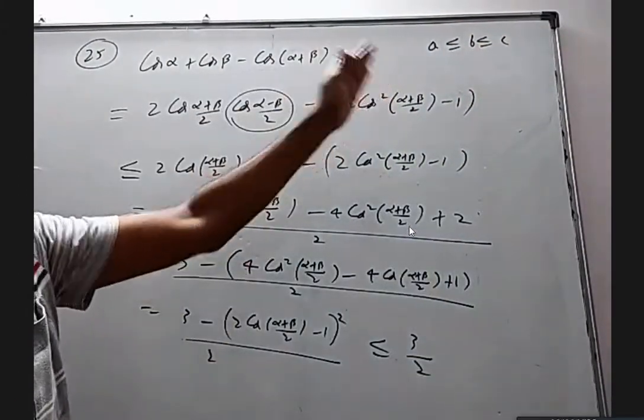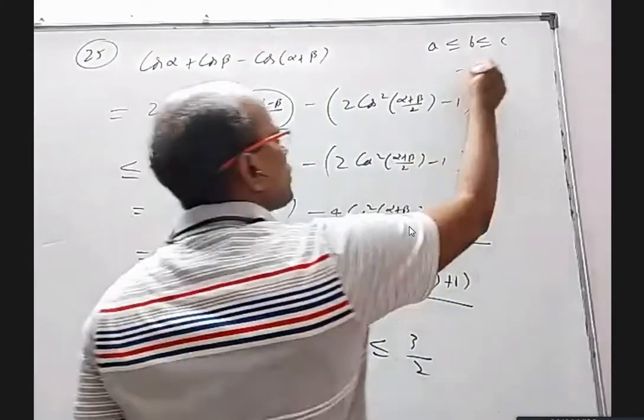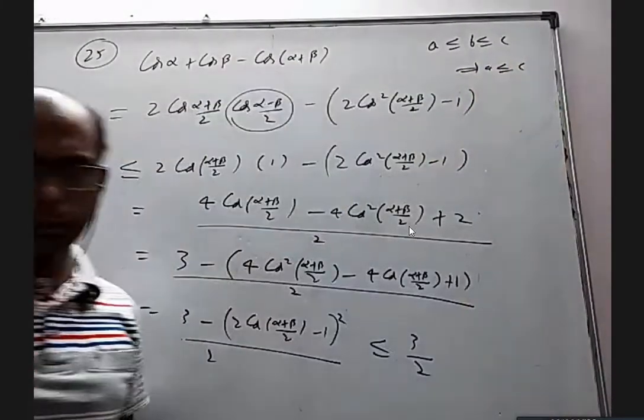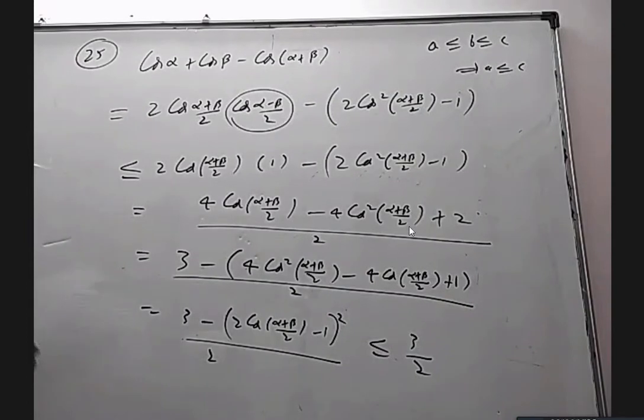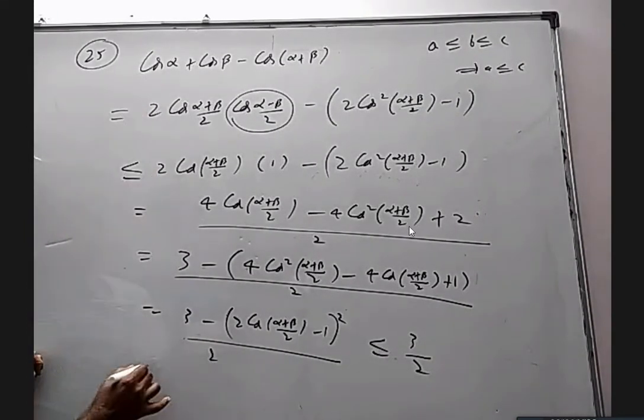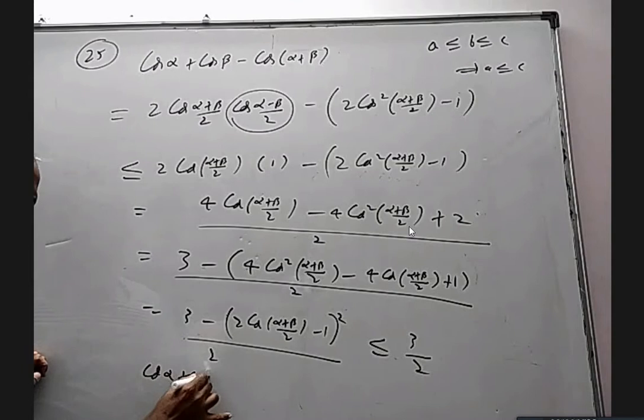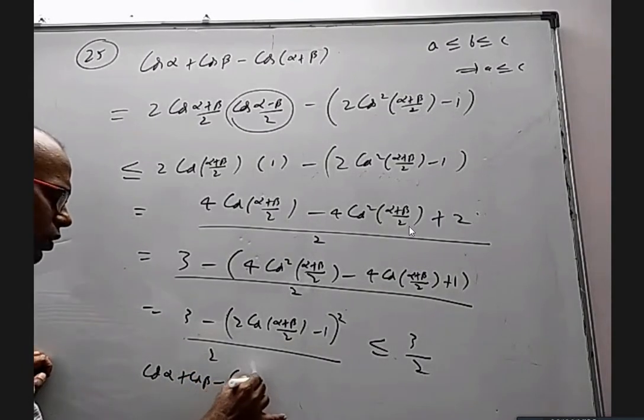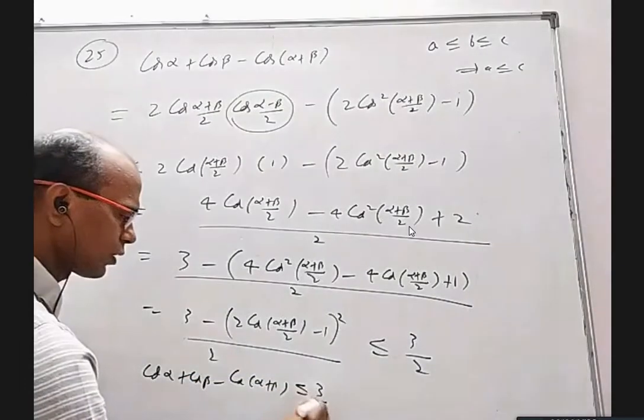If A is less than B and B is less than C, can I conclude that A will be less than or equal to C? Yes, sir. So I proved that cos alpha plus cos beta minus cos of alpha plus beta is less than or equal to 3 by 2.